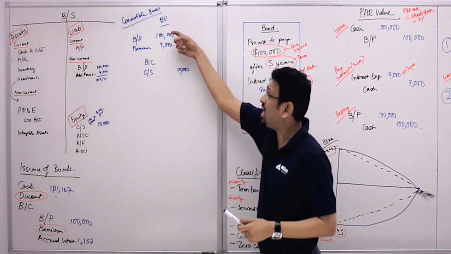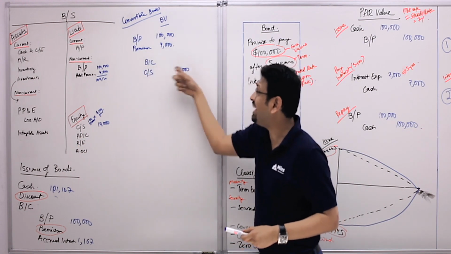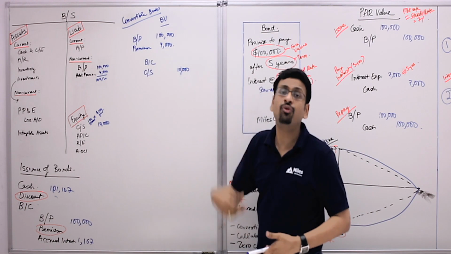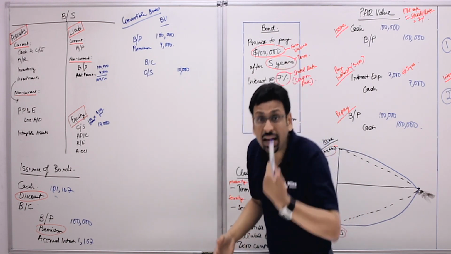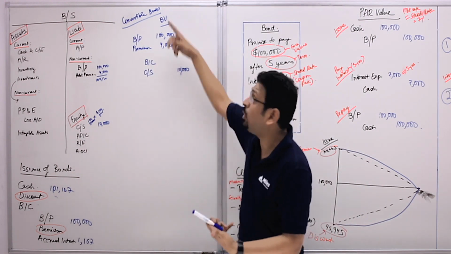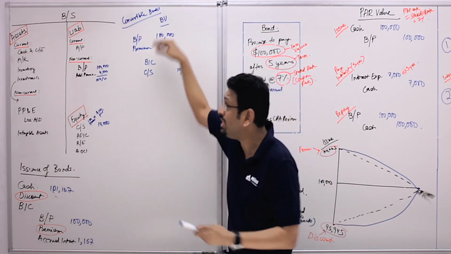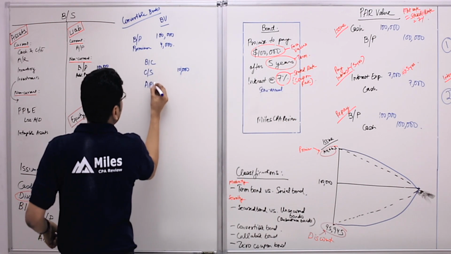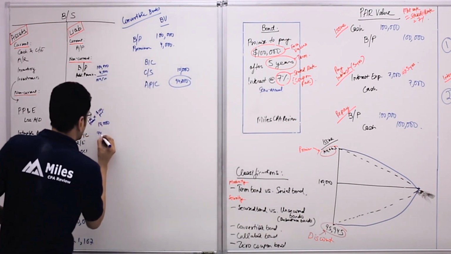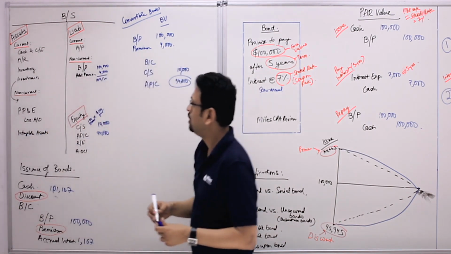Your debit is 104. Your credit is only 10. Where does the remaining 94 of your credit go? That goes into APIC, the additional paid in capital. So under the book value method, your plug for this journal entry is APIC $94,000. So that's your plug. You put 94,000 on your balance sheet out here.